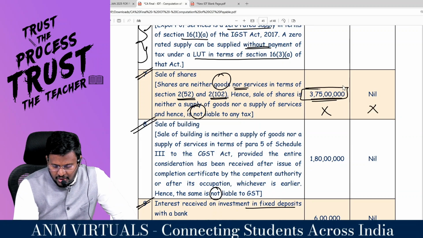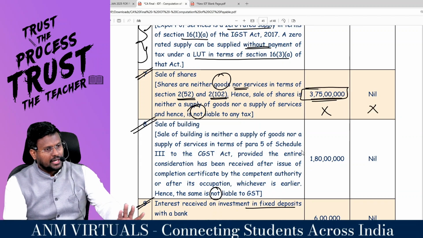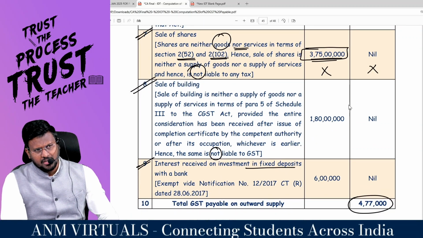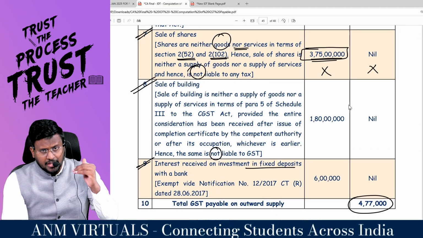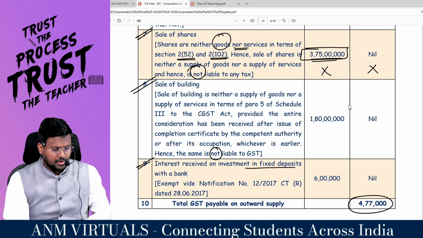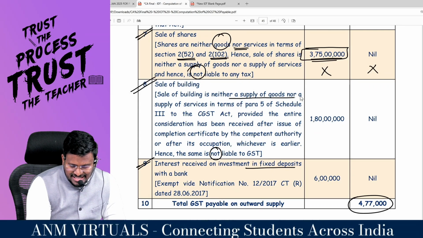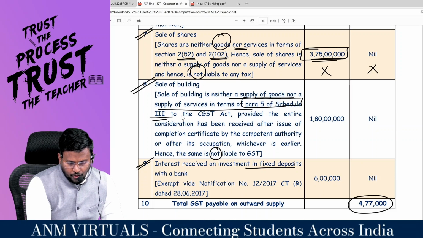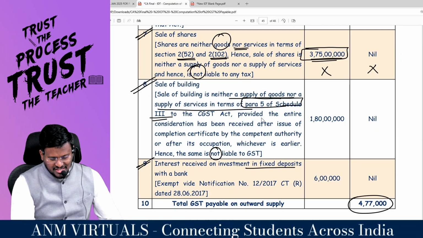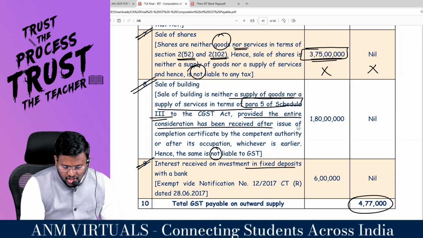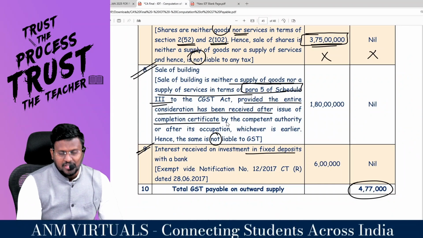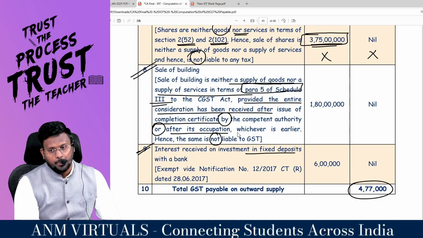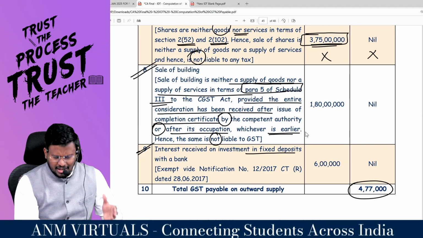So for this 3 crore 75 lakh, no need to collect any output tax. Sale of building, whether the consideration has been received before issuance of completion certificate or after issuance of completion certificate. Sale of building is neither supply of goods nor supply of services in terms of para 5 of Schedule 3 to the CGST Act, provided the entire consideration has been received after issuance of completion certificate by the competent authority or after its first occupation, whichever is earlier.